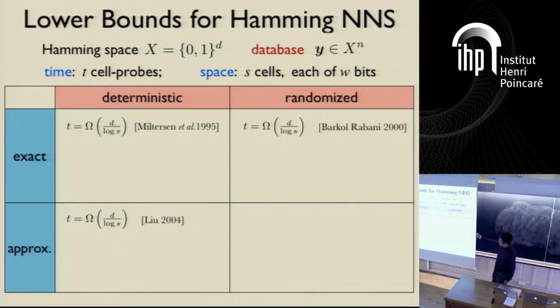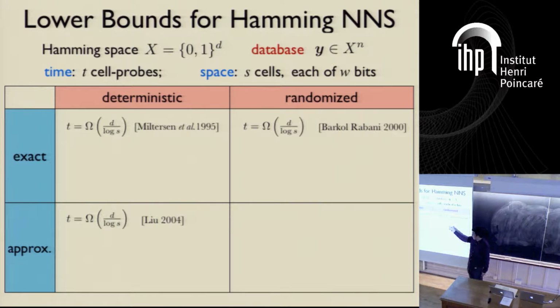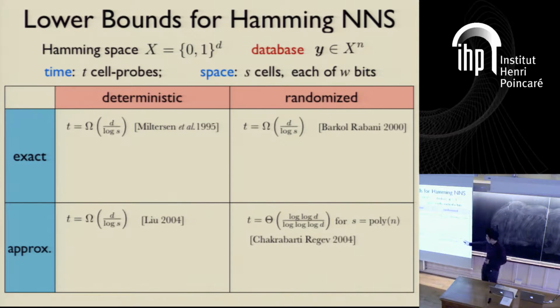So these are the first generation data structure lower bounds for this problem. Okay. So there are several others I didn't mention. Here I just list the last step of the first generation data structure lower bounds. And they are all proved by the richness lemma, the classic richness lemma for asymmetric communication complexity. And for randomized approximate nearest neighbor search on polynomial space, there is a tight bound. So you can already tell the difference.